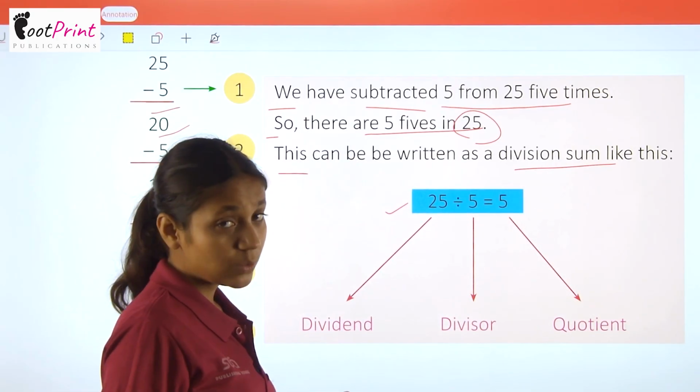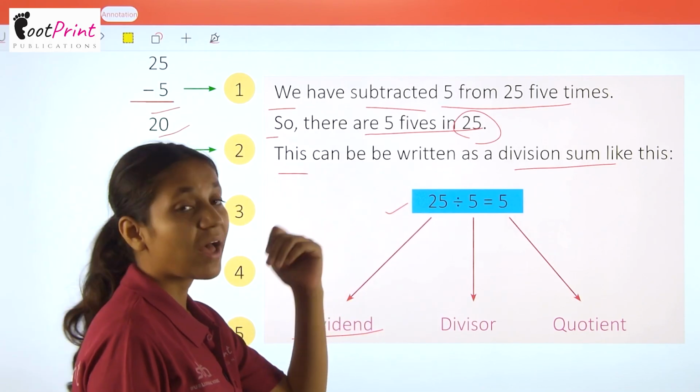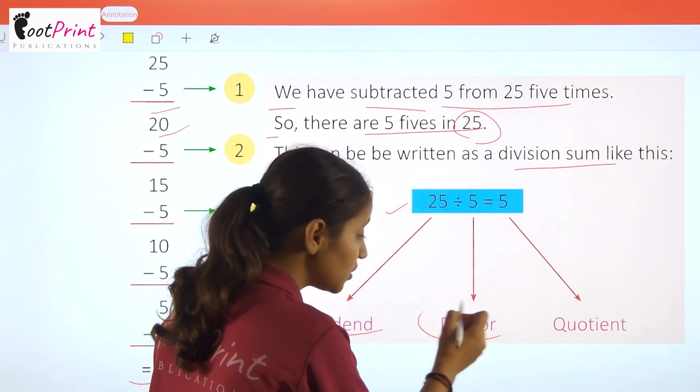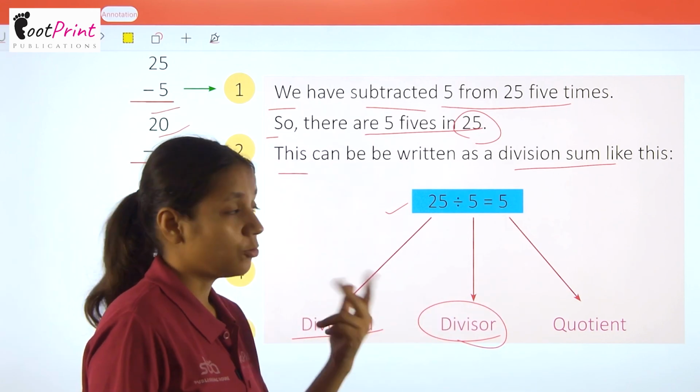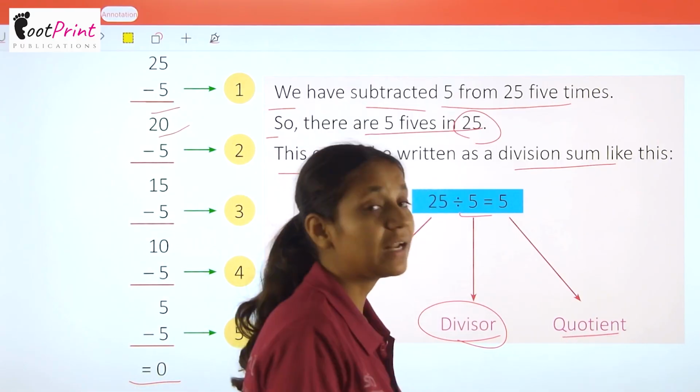In this equation we can see here, this is our dividend. 25 is our dividend, the number which is to be divided. Now divisor, the groups. So there are 5 groups and each group has 5. That is our answer. Quotient. Okay.